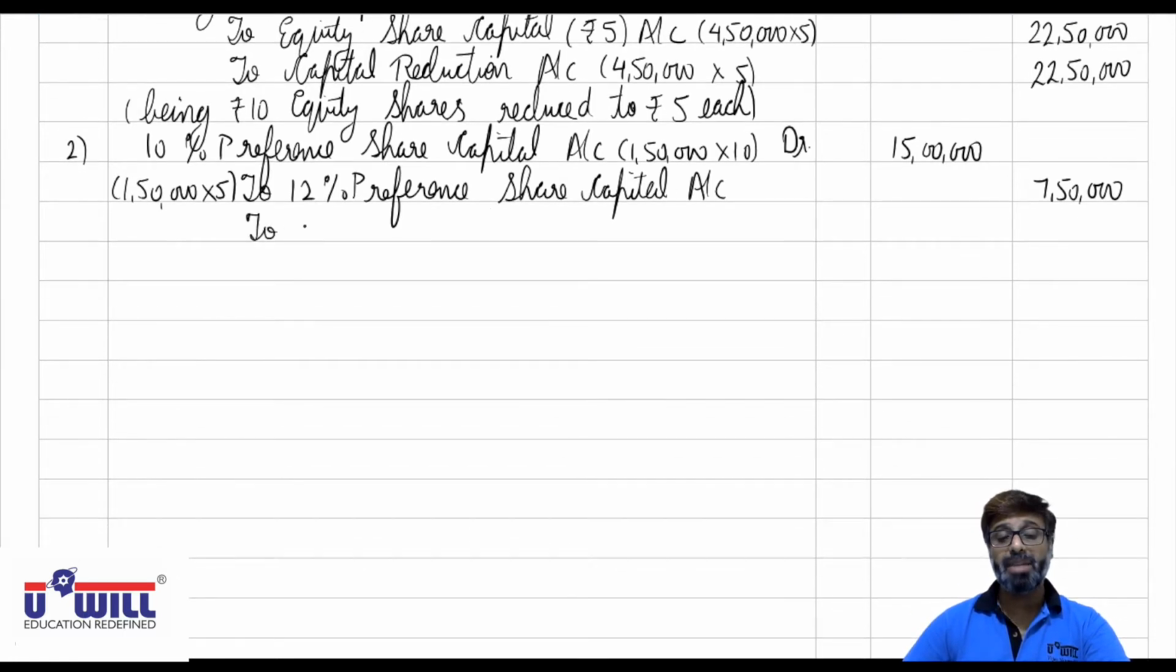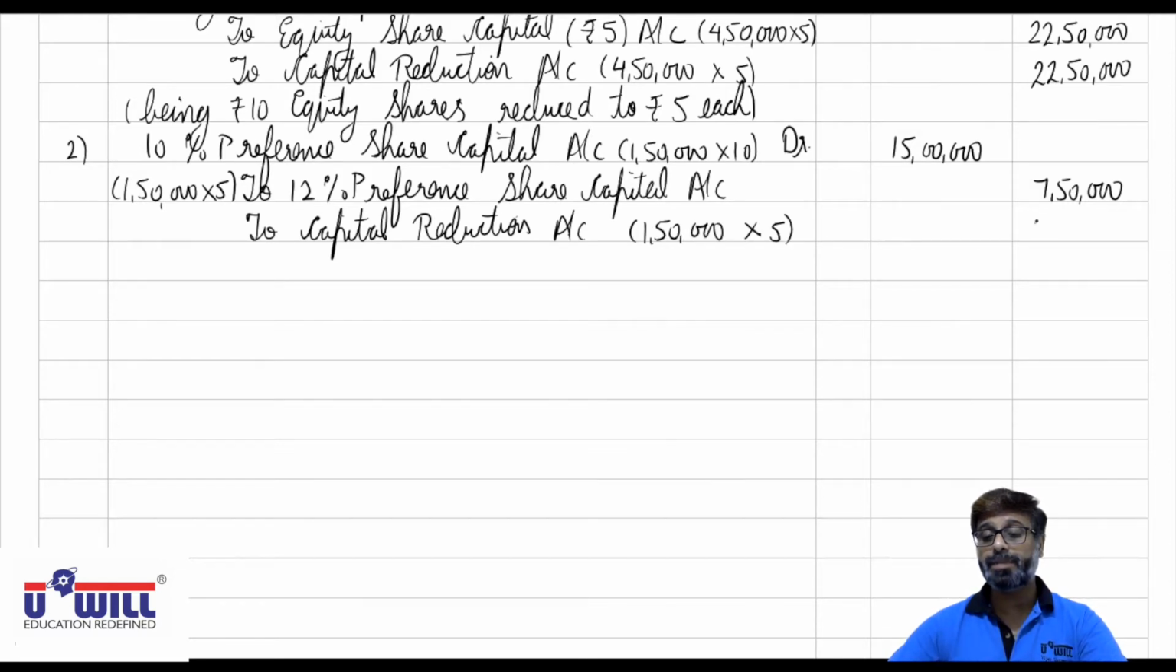And the remaining 5 rupees, what they sacrifice, we transfer to capital reduction account. 1,50,000 into 5 rupees, what they sacrifice, that is 7,50,000. I repeat, rupees 10 and rupees 5 are not to be written in bracket because face value is not changed. However, we are passing this journal entry because from 10% the dividend is increased to 12%. So a new ledger account is to be created in the books. 10% is to be closed and 12% is to be created in the ledger books.